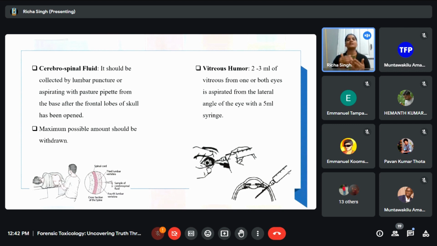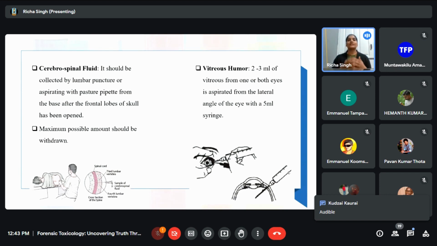Now, this vitreous humor is the last thing which... did I lose my connection? Hello. Please, you're audible. Am I audible? Is the slide visible? Yeah. Okay. Thank you.